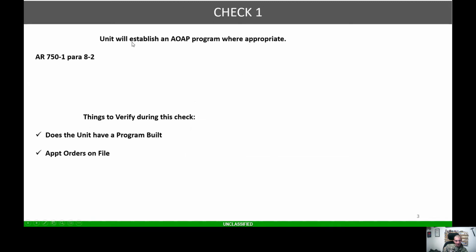So let's start with check 1. It says unit will establish an AOAP program where appropriate, right? So AR 750-1, paragraph 8-2. So things to verify during this check, or setting yourself up for success: Do you have a program built? Are appointment orders on file? Is it mentioned in your SOP, right?